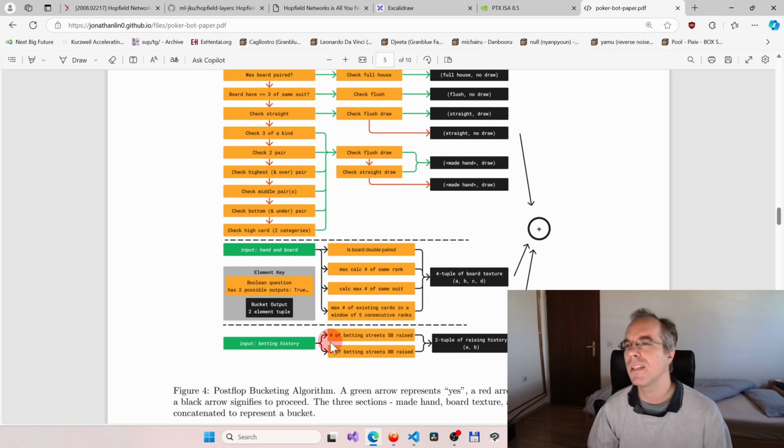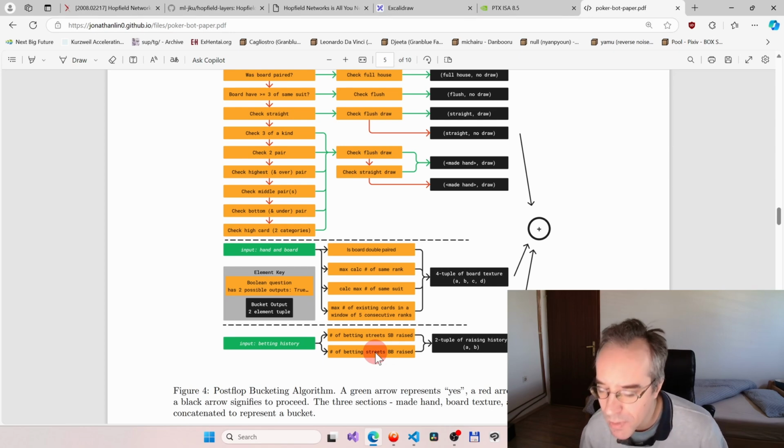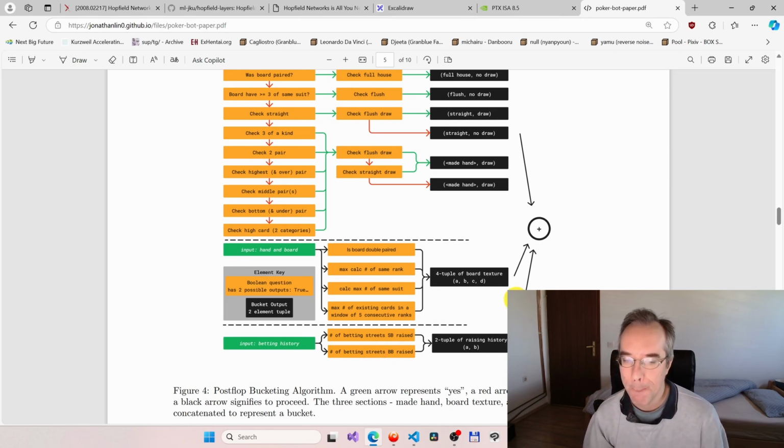He's not even considering the exact values of past betting. He's just counting the number of betting streets where the small blind was raised. He's also calculating the number of streets where the big blind has been raised. And this throws away much of the information about the betting history, most of it.